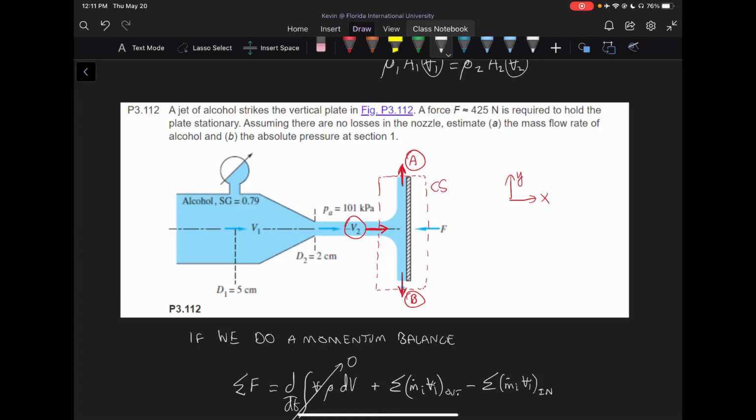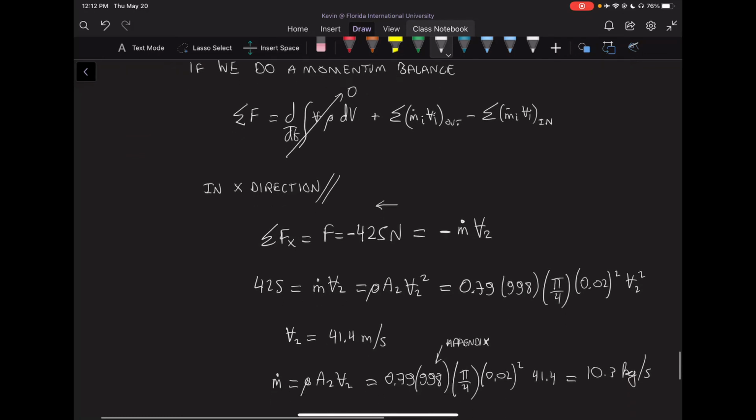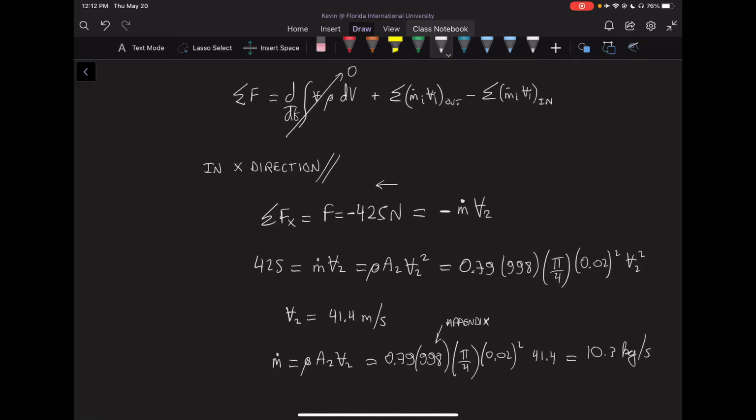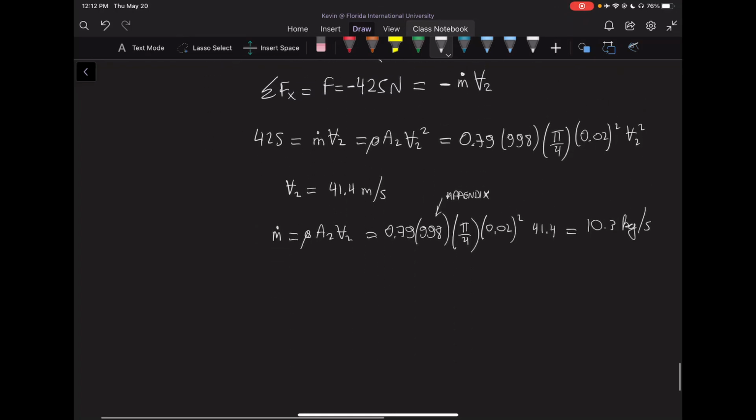If we were not given the force, we wouldn't be able to solve the problem. We would have to know the velocity or something else. But because we were given the force, we can do a momentum balance and figure out the velocity that would create that force. The velocity that would create that force is 41.4 meters per second, and the counteracting force would have to counteract that velocity. Therefore, from there, we were able to find our mass flow rate. Now let's move on to part B.